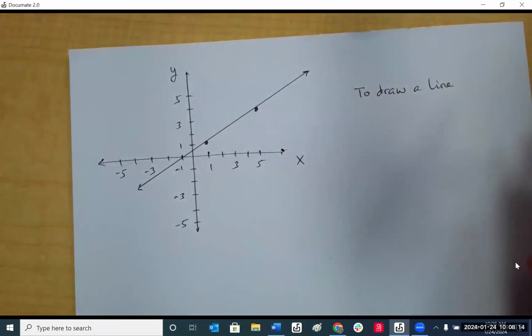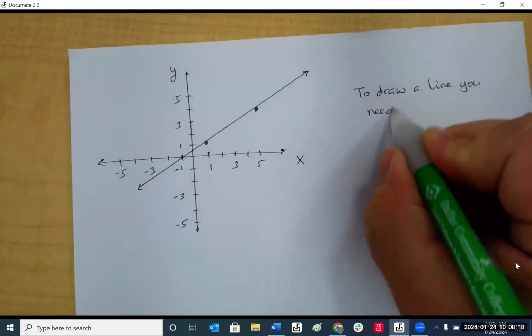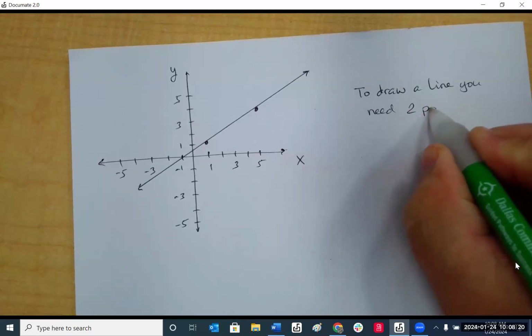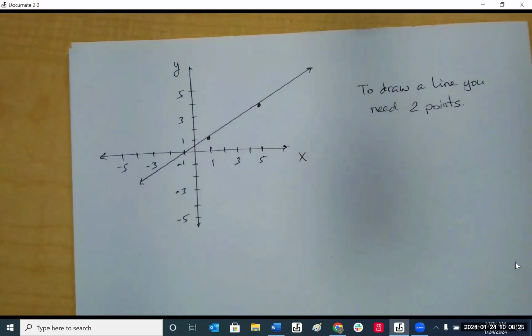To draw a line, you need 2 points. Once we have 2 points, we draw a line. What else can we do from there? What can we figure out if we have 2 dots and we drew a line? What can we figure out from there?